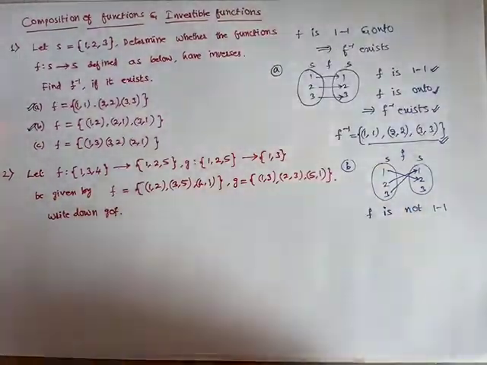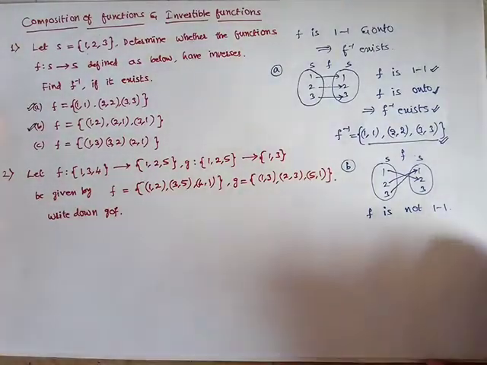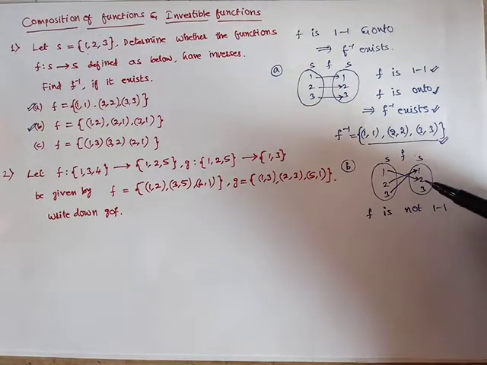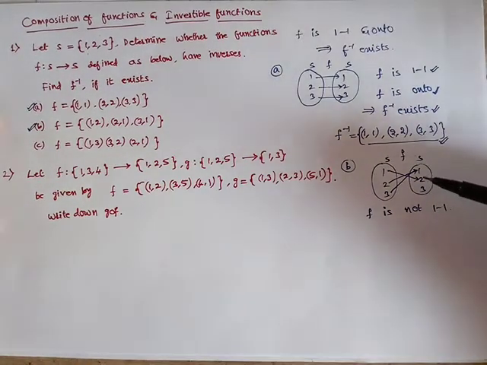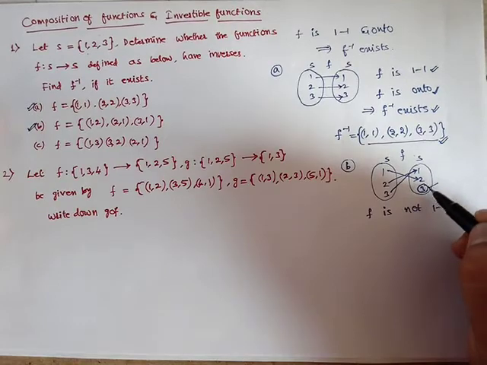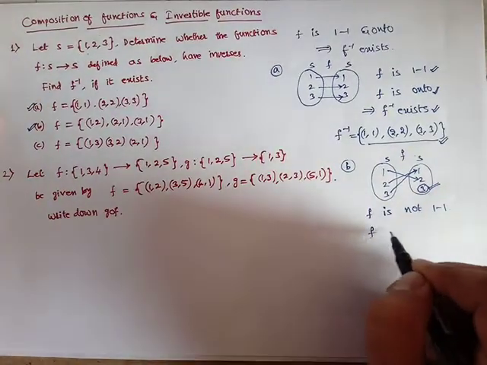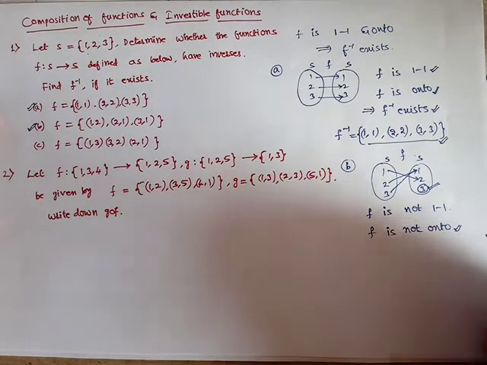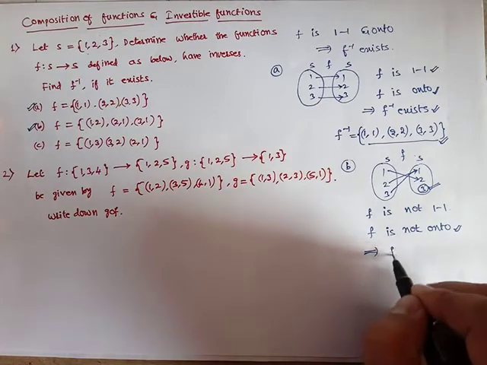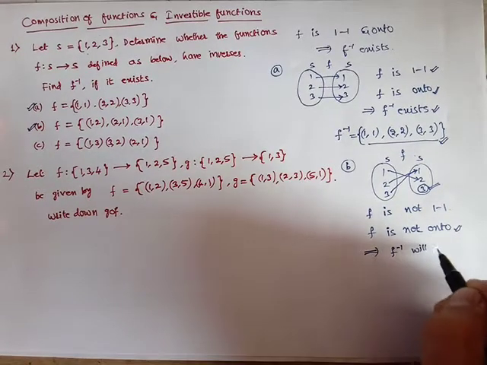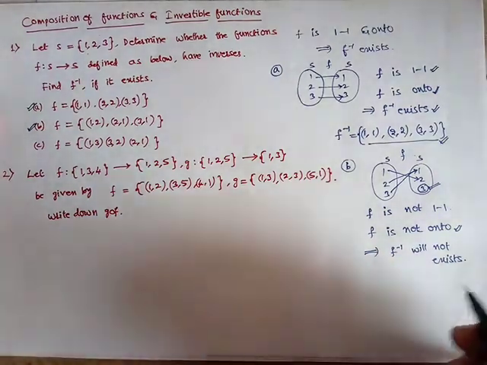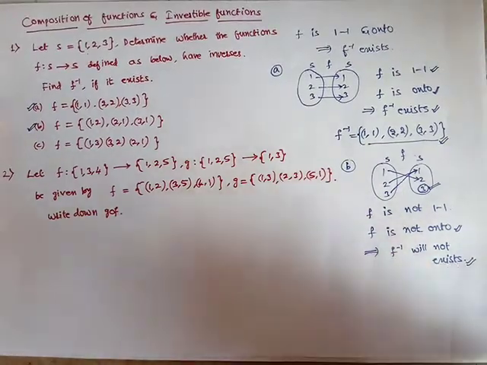And F is not 1-1, then what about onto, whether it is onto or not? Each and every element of the second set should be the image of some element of the first set. 1 and 2 are related, but 3 is not related to any element, so that's why F is not onto also. So F is not 1-1 and F is not onto, this implies F inverse will not exist. That's it, no need of writing the F inverse now.